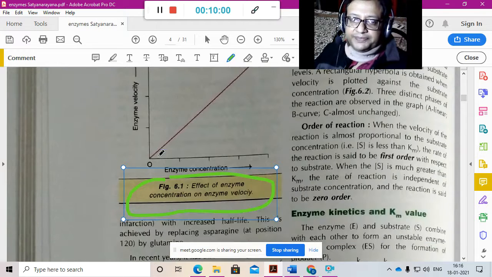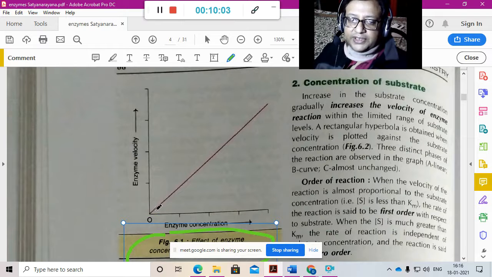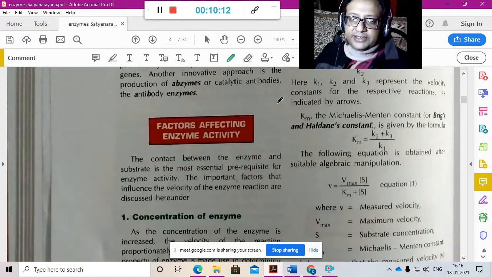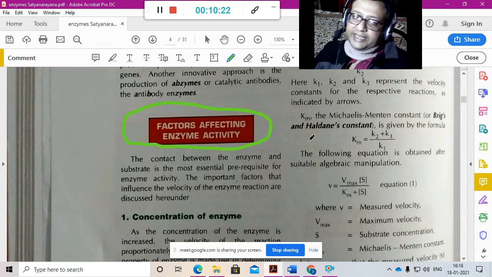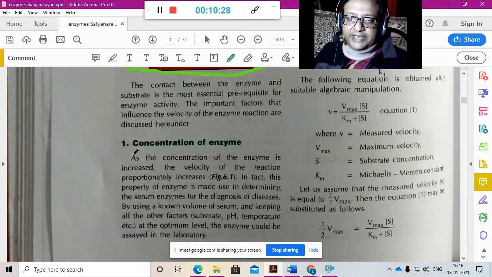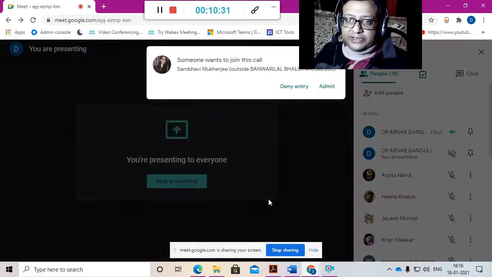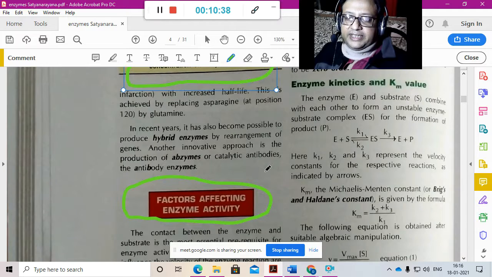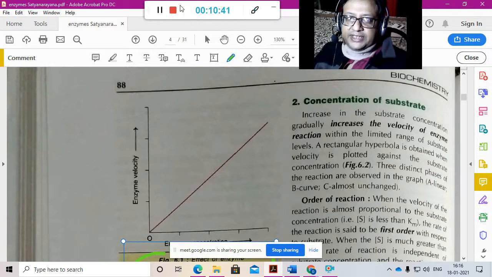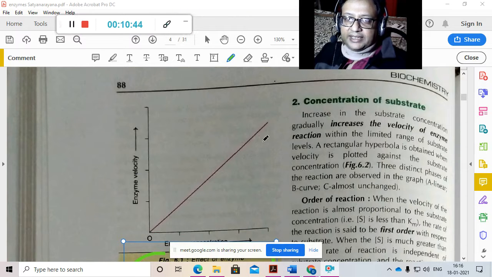So you have enzyme velocity and enzyme concentration. Gradually, as you increase the enzyme concentration, you can see that the velocity of the enzyme reaction increases. So what are the factors which affect enzyme activity? We will now discuss the factors which affect enzyme activity. The first is the concentration of enzymes. As you have seen, the more you increase the concentration of enzyme, the faster the reaction takes place.